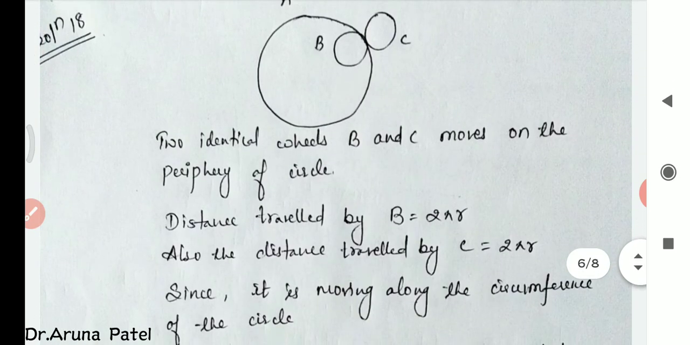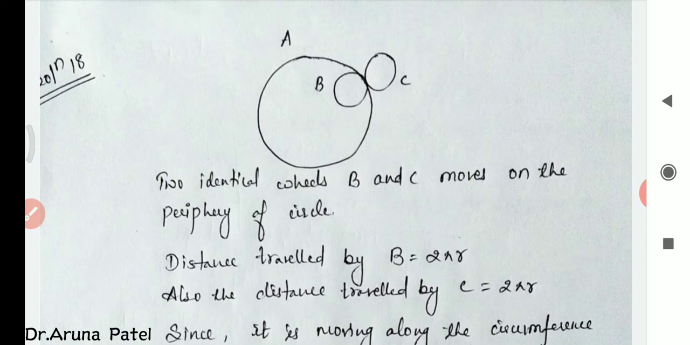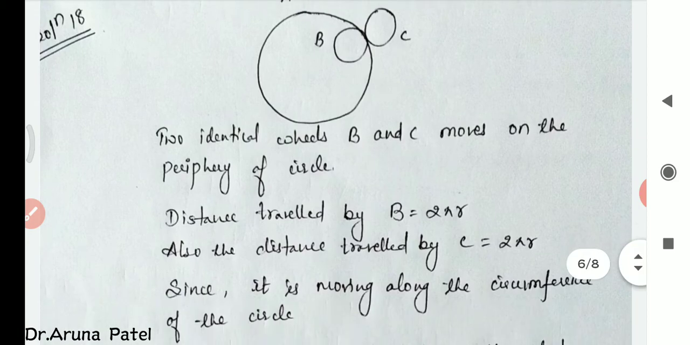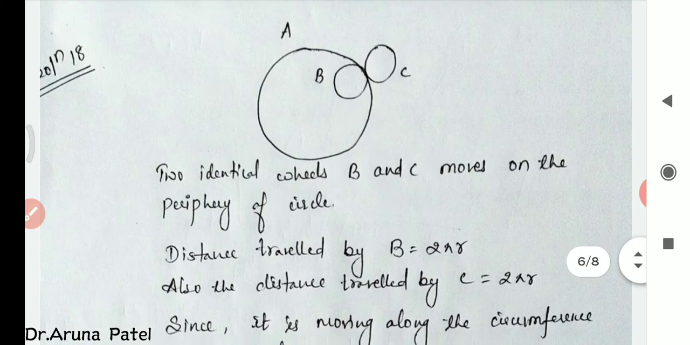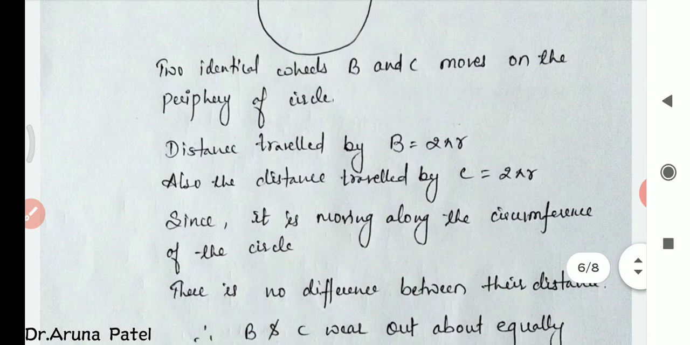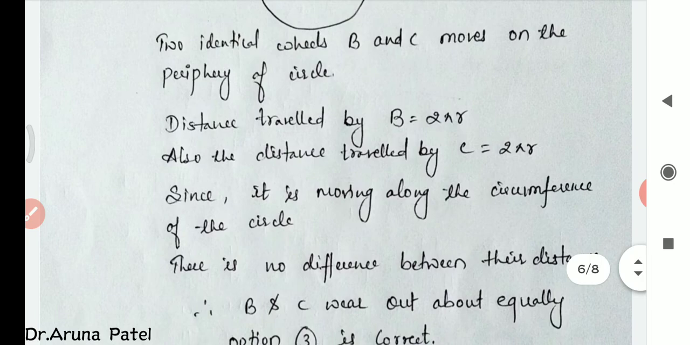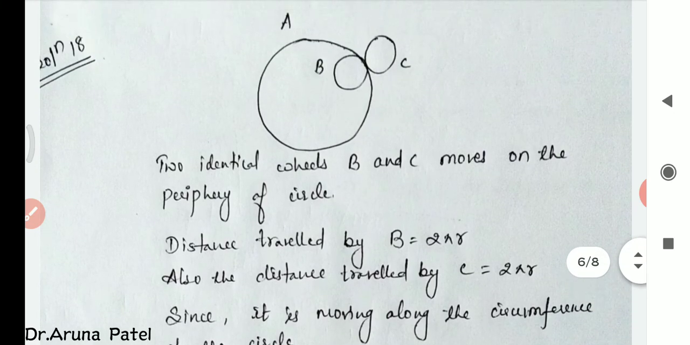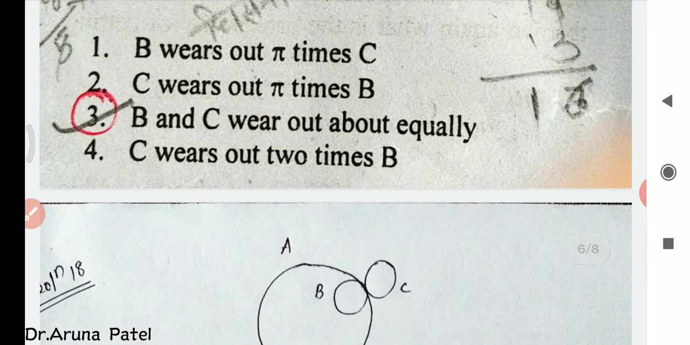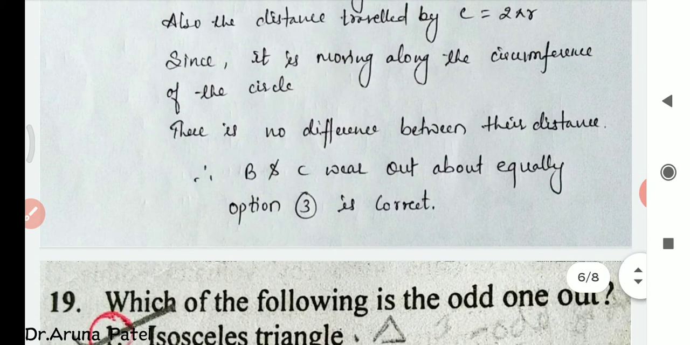See the solution. Two identical wheels B and C move on the periphery of the circle. So the distance traveled by B is equal to 2 pi r. Also the distance traveled by C is 2 pi r. Since they are moving along the circumference of the circle, one inside the circumference and one outside, there is no difference between their distances. So B and C wear out equally from both sides. So option 3 is correct for this question: B and C wear out about equally. So this one is the correct answer for this question.